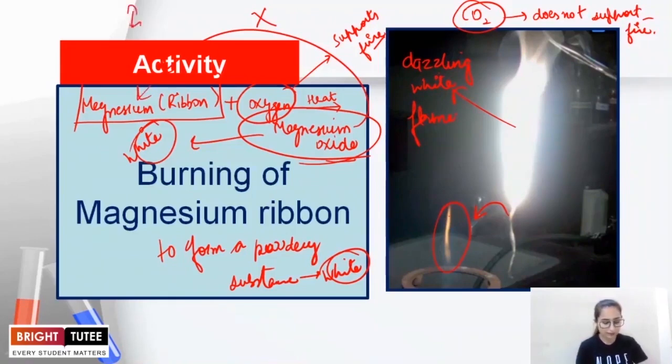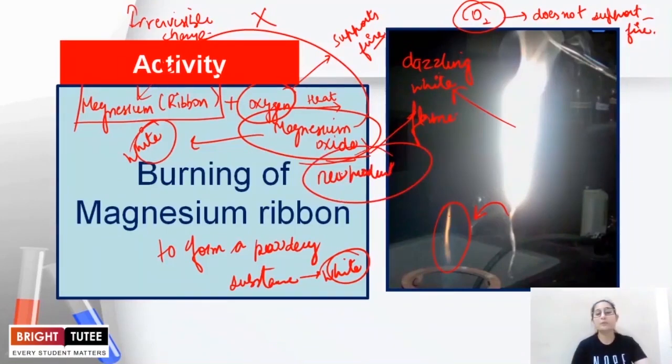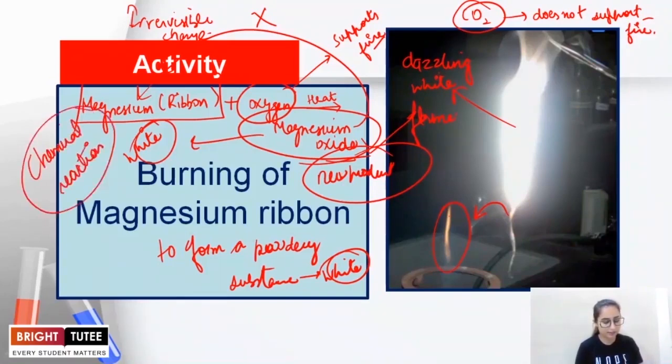So first of all, it is an irreversible change, right? It is an irreversible change, and a new product, that is the powder, is formed, right? So these are the two characteristics that make it a chemical change, and there is a chemical reaction occurring as well, right? A new substance is formed and there is a chemical reaction behind it. So this again is an example of a chemical change, right?